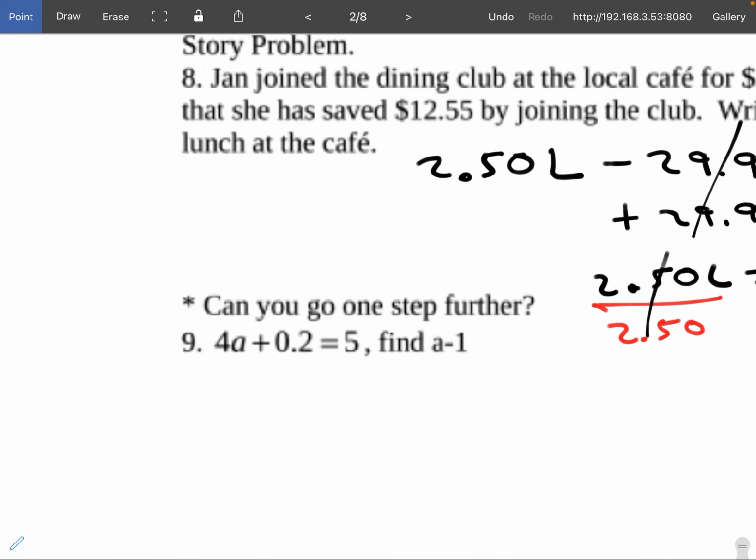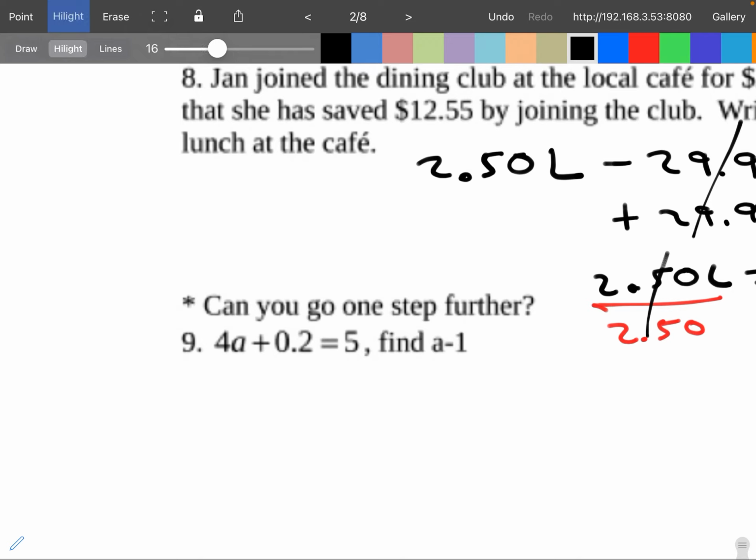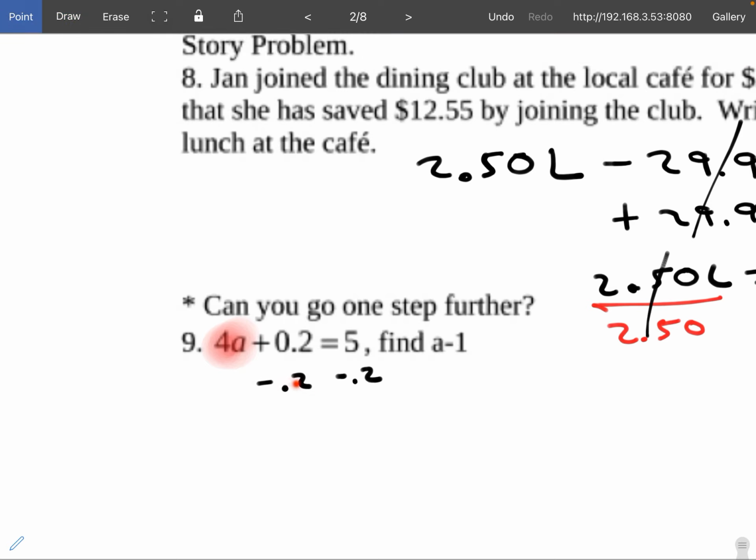So we have 4a plus 2/10 equals 5. We want to solve for a. So what's the first step? What we're trying to do here is get this term by itself. So how do we get rid of that plus 0.2? So we're going to subtract 2/10 on both sides: minus 0.2 on this side and minus 0.2 on this side.